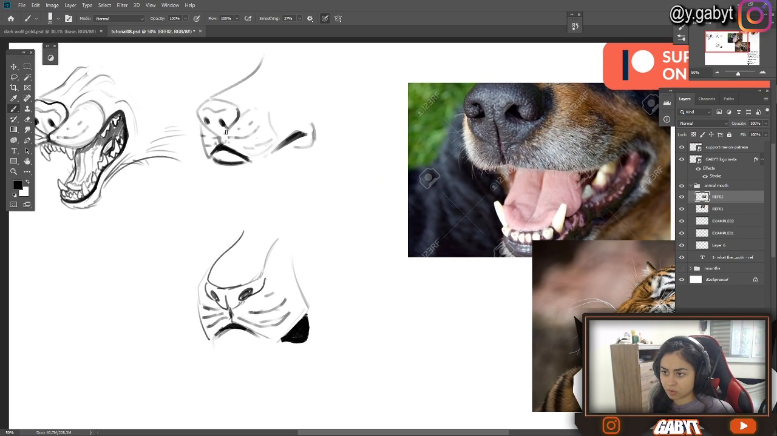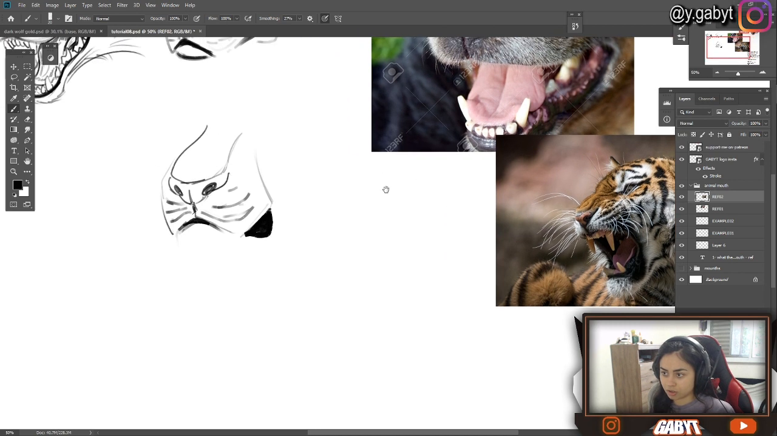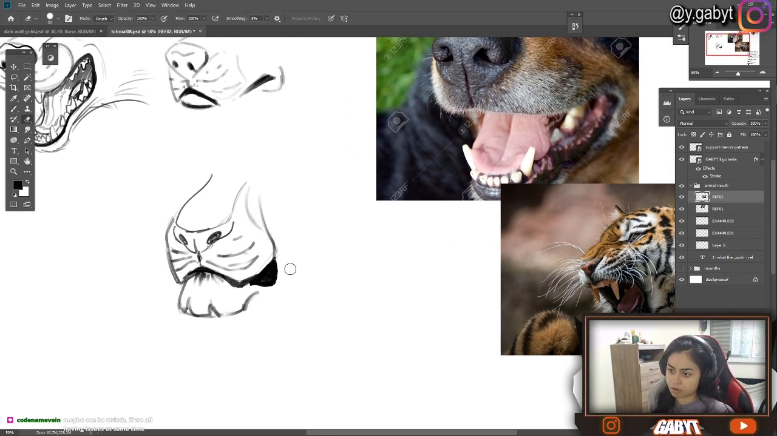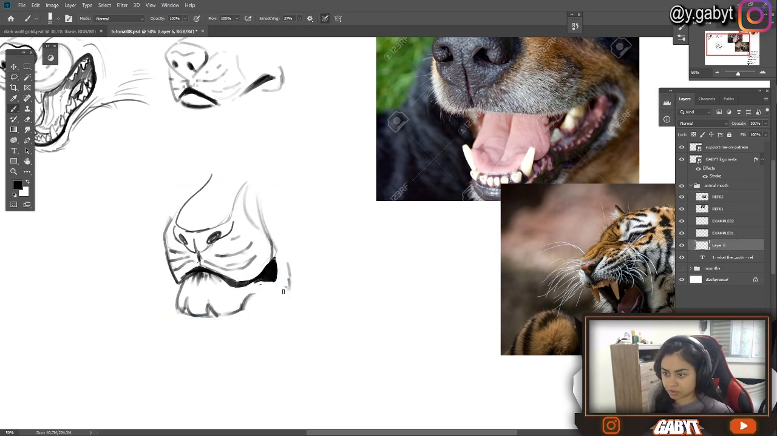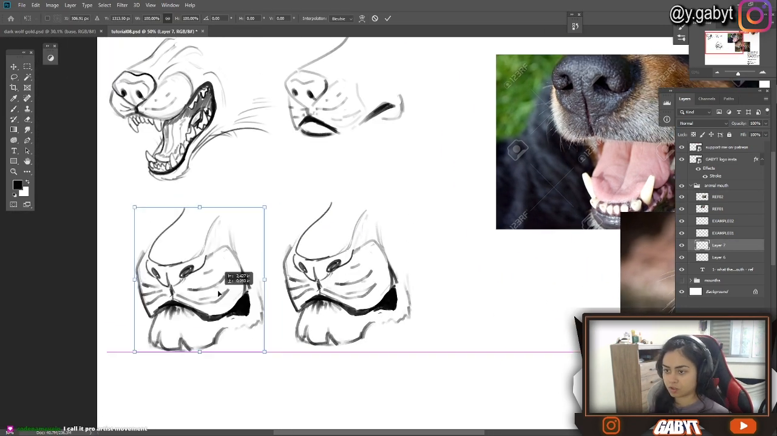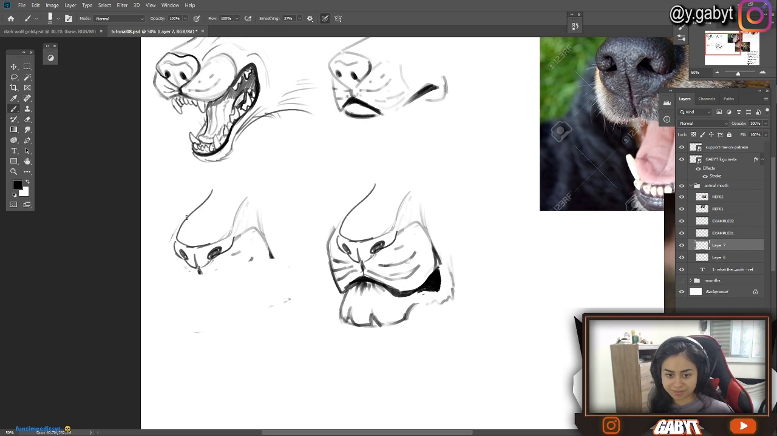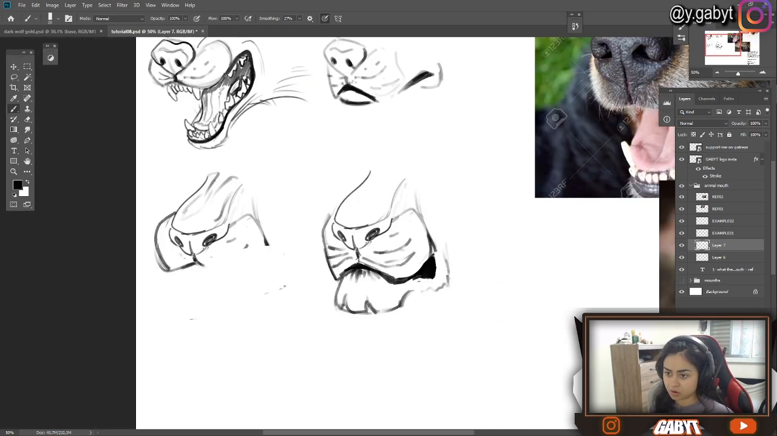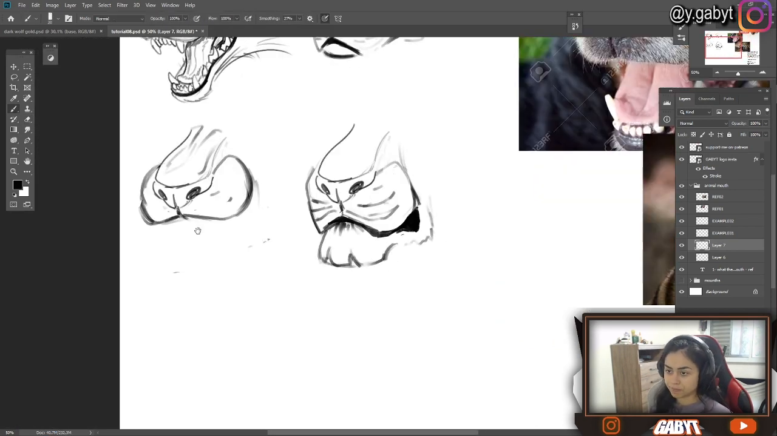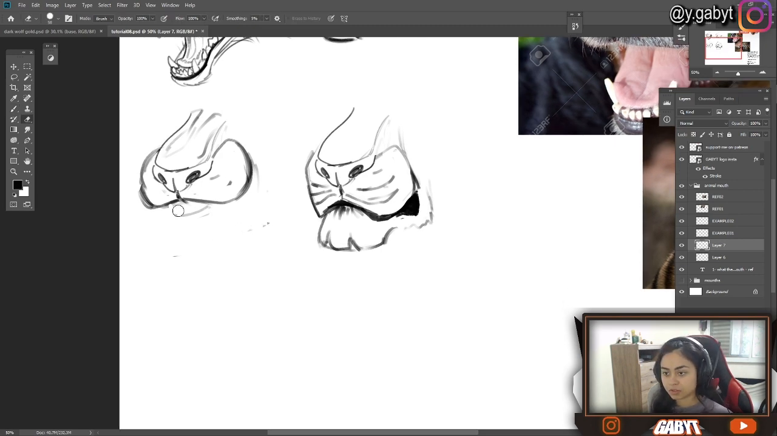Here, the difference between the chin, big, huge chin. And the difference in teeth. Well, felines have a frontal line of small teeth and gigantic ones on the side.